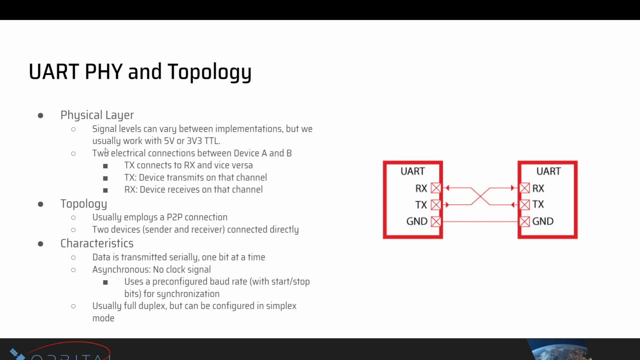And you have two electrical connections between the two devices. You have TX connected to RX and vice versa, where TX sends data and RX is where the device receives the data. And usually with UART, you have a point to point connection.